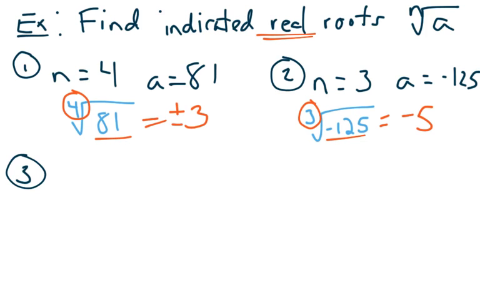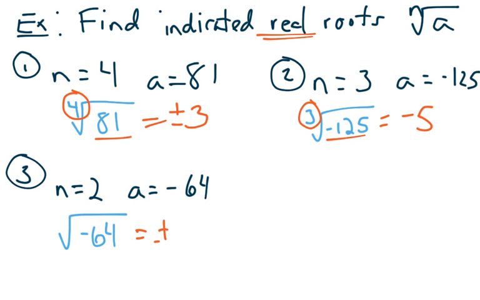Let's try a couple more. Number 3. How about n equals 2, and we'll say that a is equal to negative 64. Remember with square roots, if the number here is 2, you really don't need to write it. If it's not written, it is implied that it is a 2. So negative 64 underneath. Square root of negative 64. Well, with square roots under the radical, we know that's going to be plus or minus, since it's square roots, 2 answers. Square root of 64 is 8, but it's negative 64, so we need i.